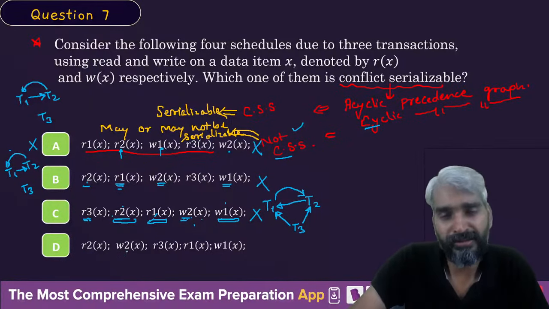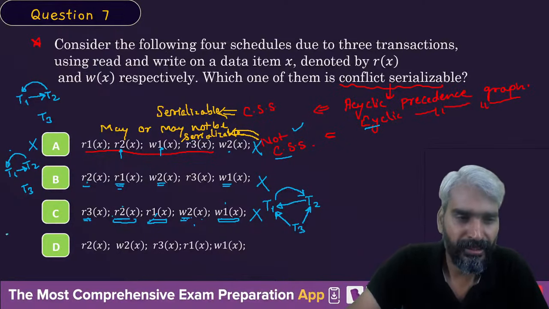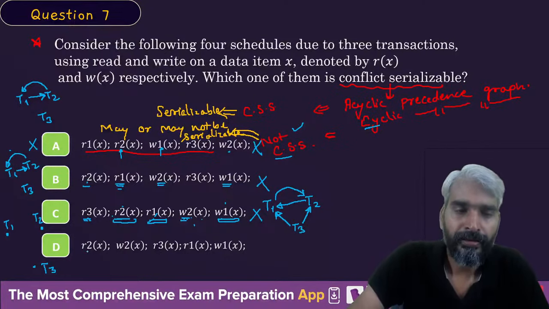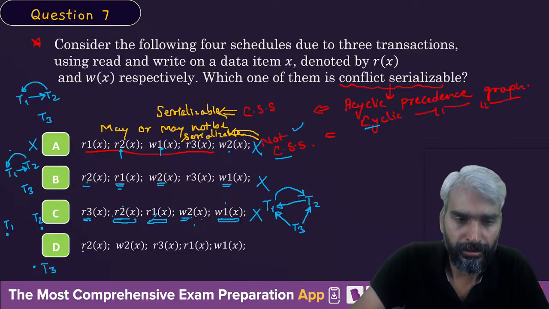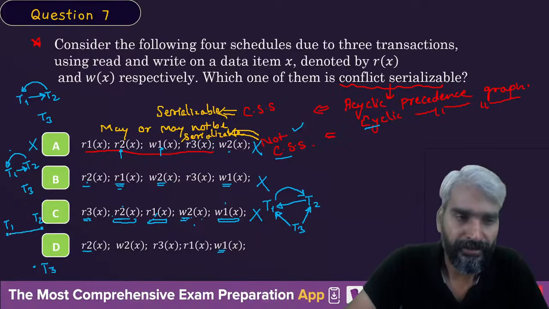What about the fourth one? So obviously, three are wrong, so it has to be. But let's draw the precedence graph. This is your T1. This is T2. This is T3. So read operation of transaction T2, write by T1 or T3. So here, T2 should execute before T1. That's fine. What is next?